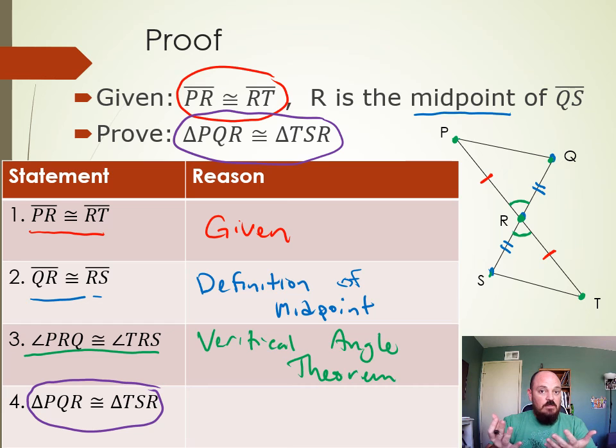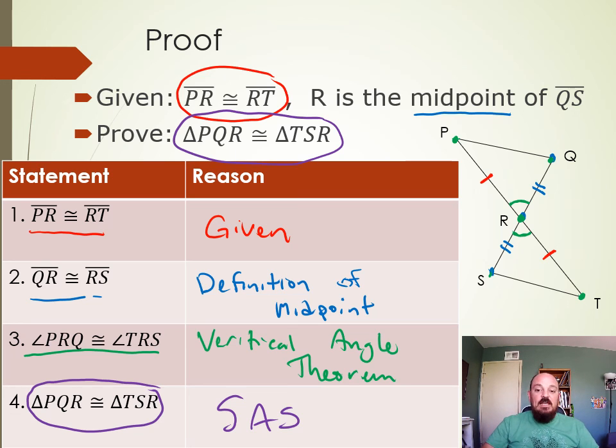Now the reason is the theorem we just learned. It's SAS, because look what we have. If you look at the top triangle, it goes red marker, green angle, blue marker, and the bottom triangle, red marker, green angle, blue marker. That's side, angle, side. So your reason is SAS and you're done with the proof.